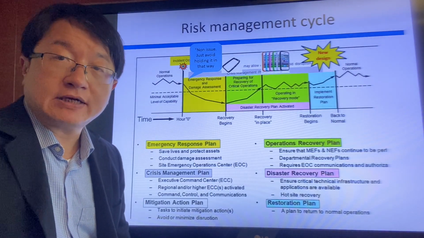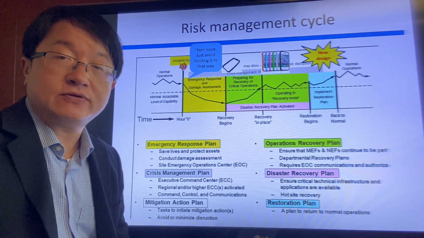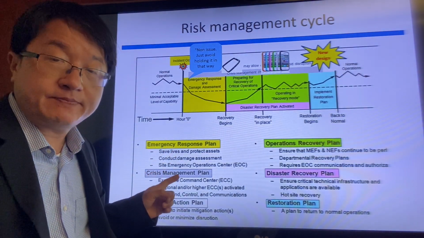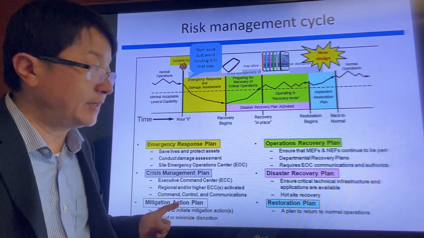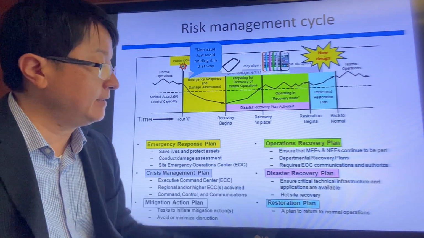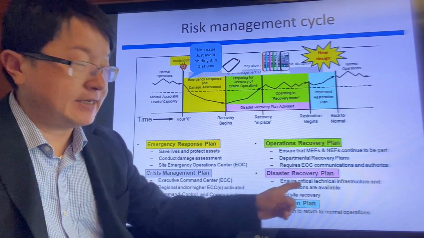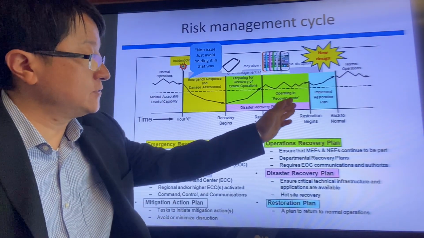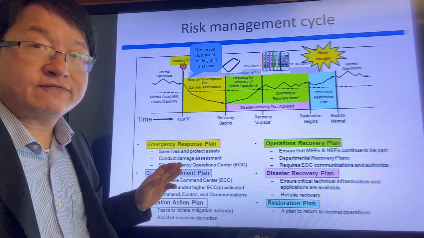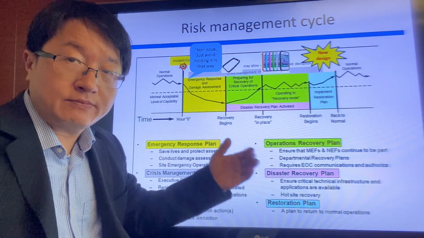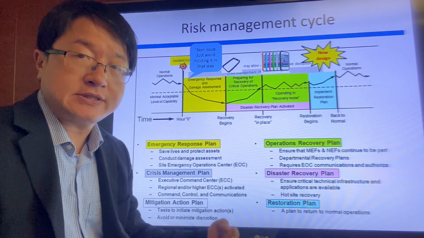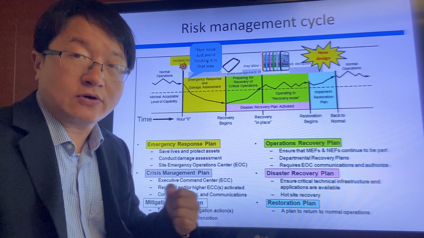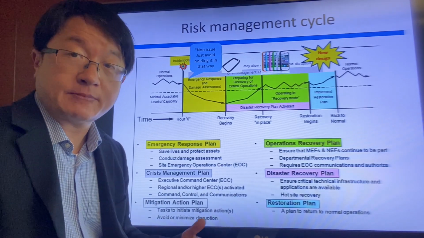In order to solve a crisis problem, there are 6 plans that we need to prepare, namely the emergency response plan, crisis management plan, mitigation action plan, operations recovery plan, disaster recovery plan, and restoration plan. So in the whole process, you can see different colors, starting from the emergency plan. Okay, when you handle the problem, you need to take emergency actions, and these actions may not be fully able to solve the problem. You just buy time.